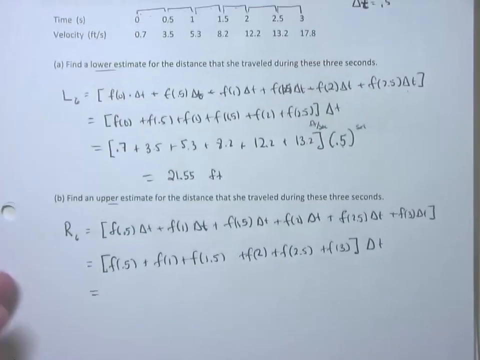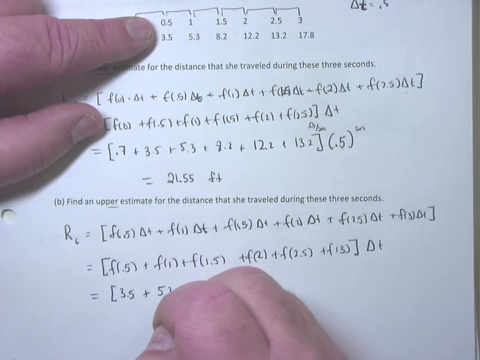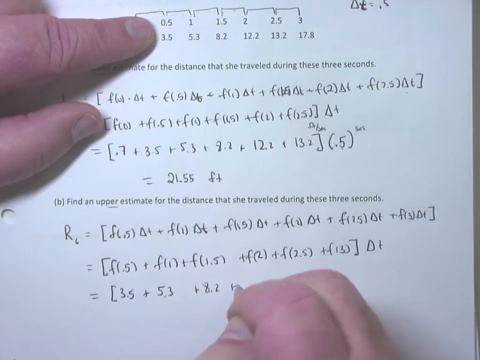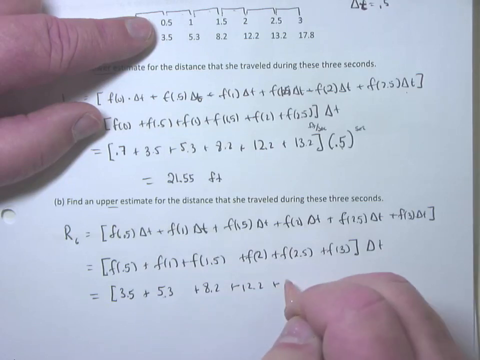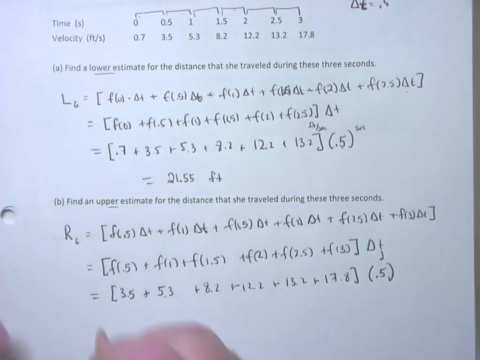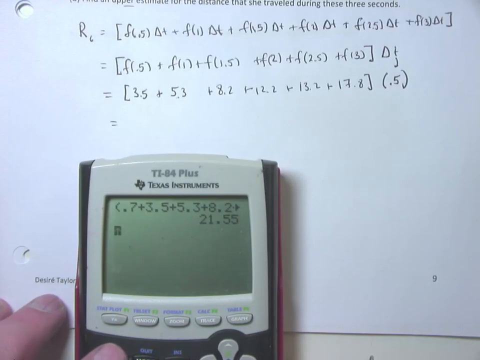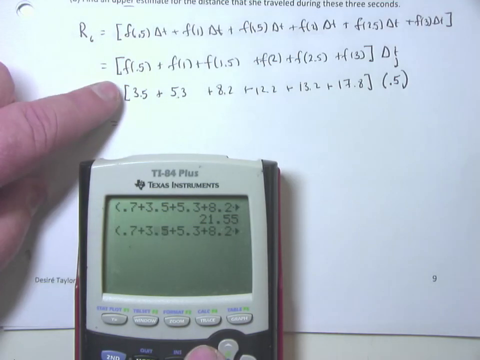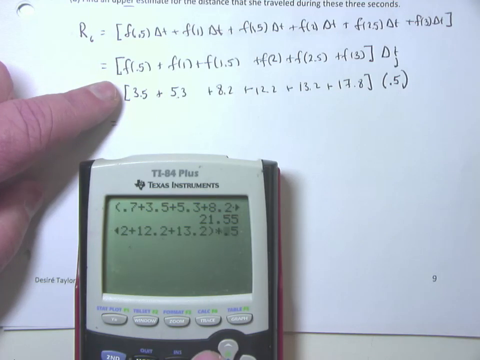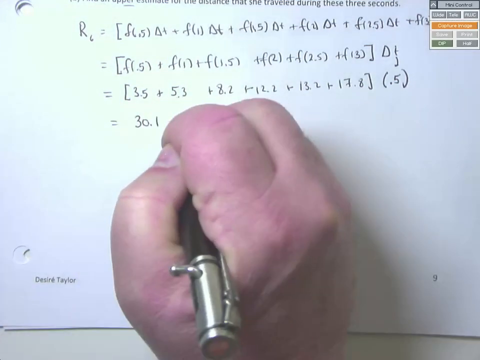Now, plugging in your numbers off of your chart, f of 0.5 is 3.5, plus f of 1 is 5.3, plus f of 1.5 is 8.2, plus f of 2 is 12.2, plus f of 2.5 is 13.2, plus f of 3 is 17.8, times your delta t, but your delta t is 0.5. So adding up all this stuff, I can actually use the same numbers again, except I'm not starting at 0.7 anymore, so I can get rid of that part. And I have to add one more term in there. After 13.2, I'm going to insert the plus 17.8, catching patterns on this stuff, times 0.5, and I get 30.1. And again, that would be in feet.